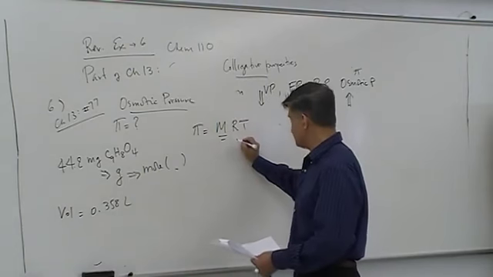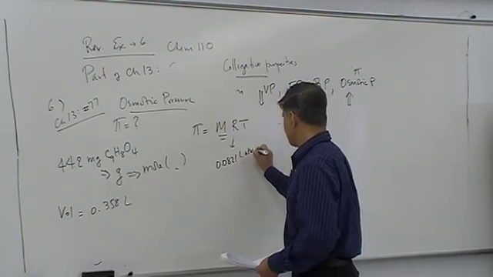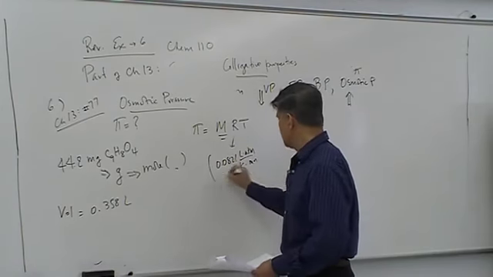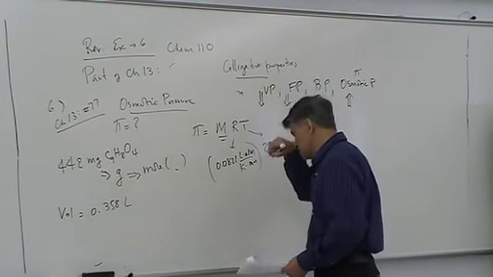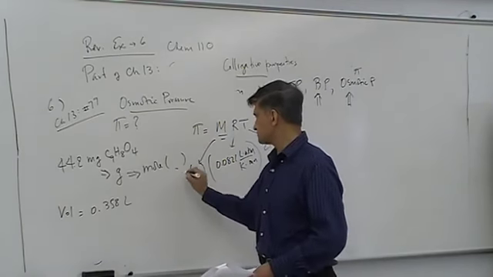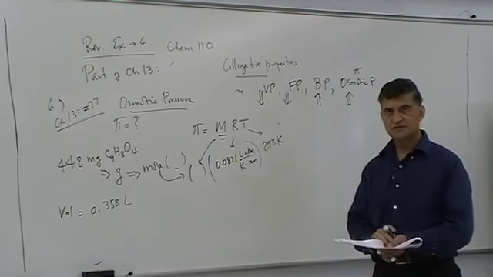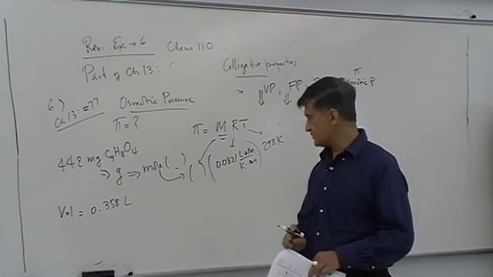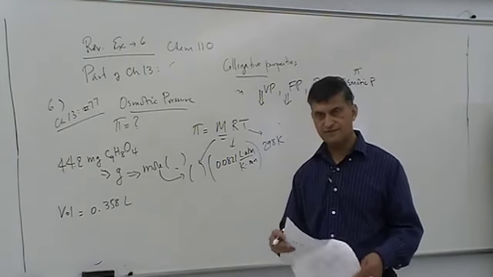R value is already known, which is 0.0821 liter atmosphere per Kelvin mole. And temperature has to be in Kelvin, and that is given as 298 Kelvin, that's room temperature. So make sure you use this number coming from here, and then that gives you osmotic pressure. So all these will be on the test. Make sure you read carefully, understand the concept, and do problems like these, and then you'll be well prepared for the very last exam.